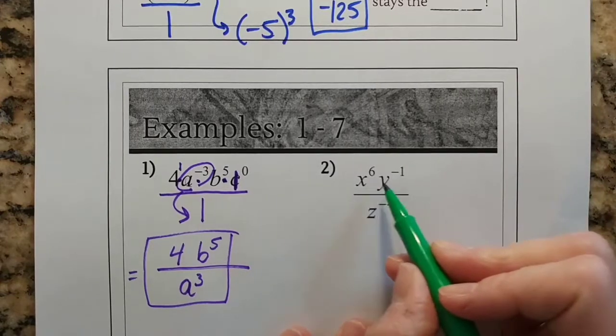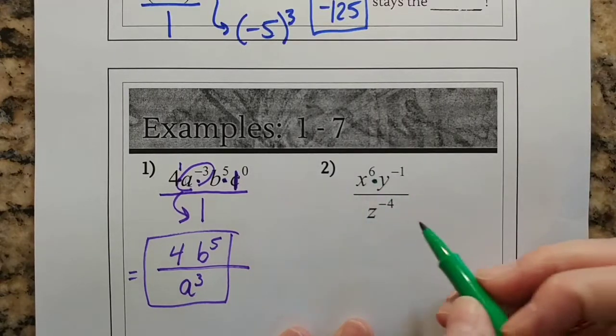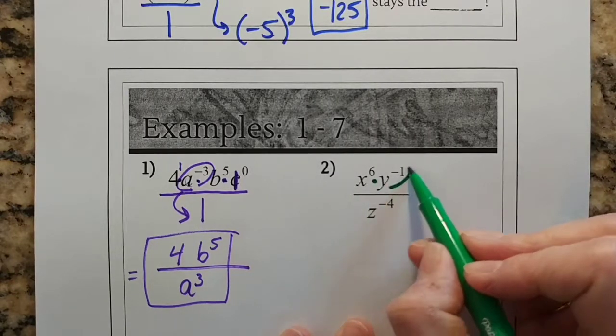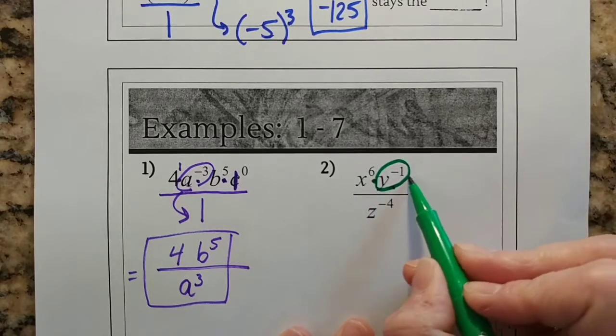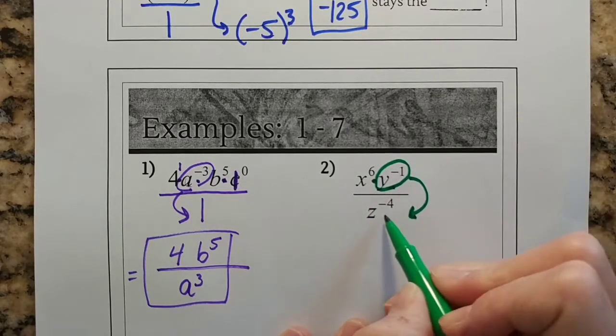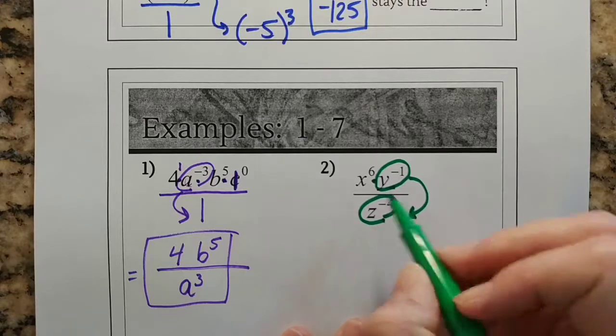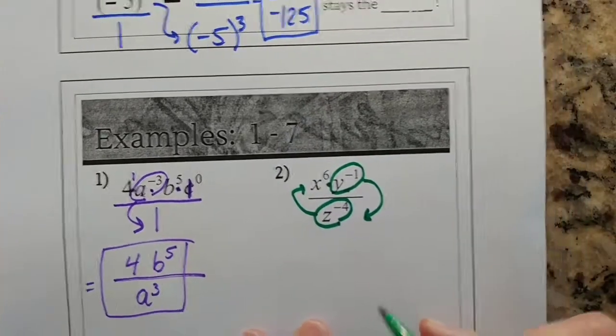Now I have a fraction here. These two are multiplied together, x, y, z. Okay. Looks like this one has a negative exponent. It's going to have to move downstairs. Do you see this one in the denominator? This has a negative exponent. It's going to have to move upstairs, isn't it?